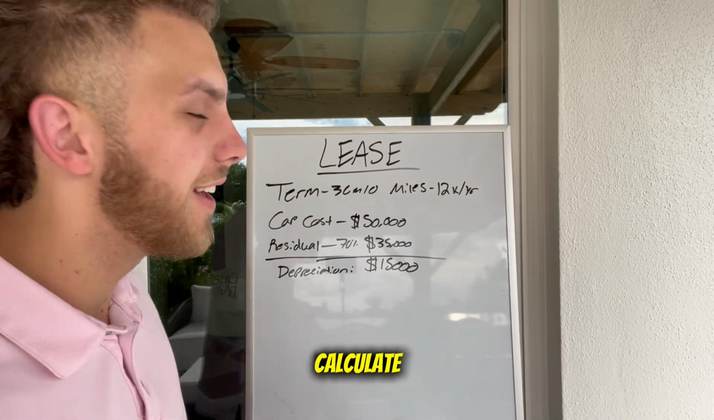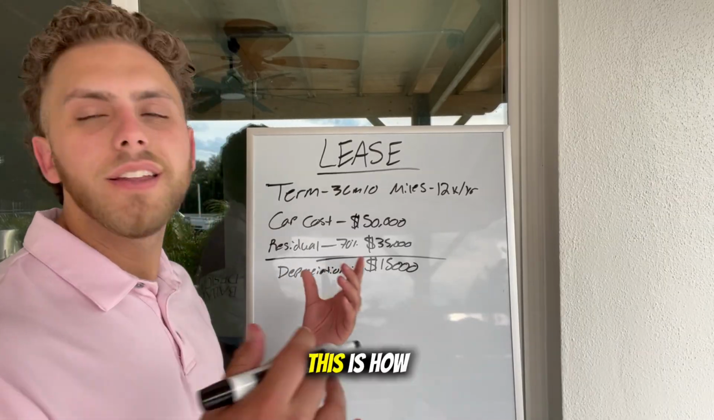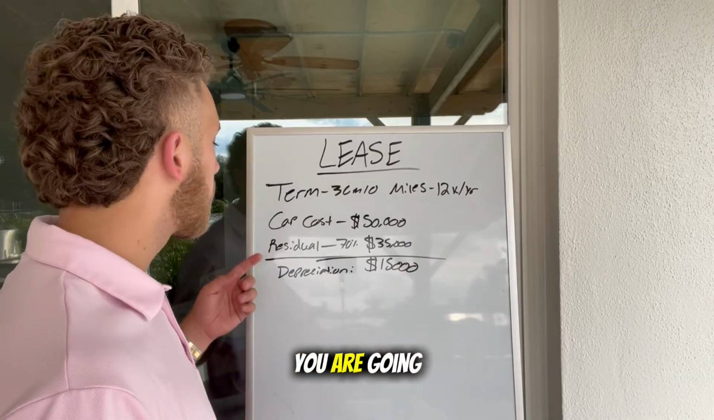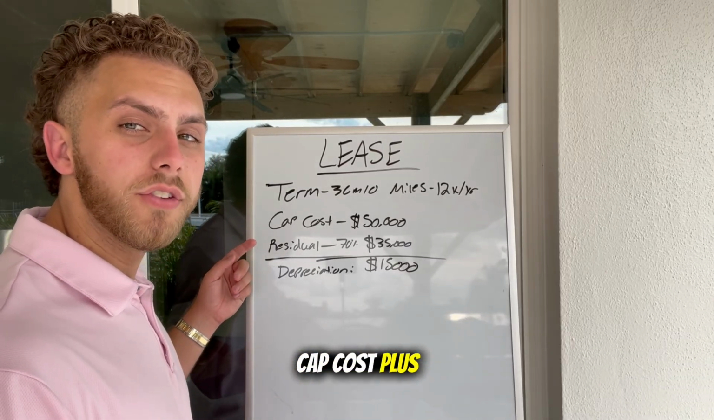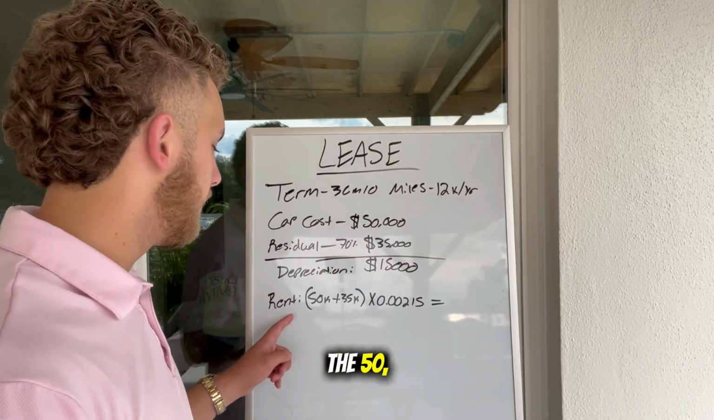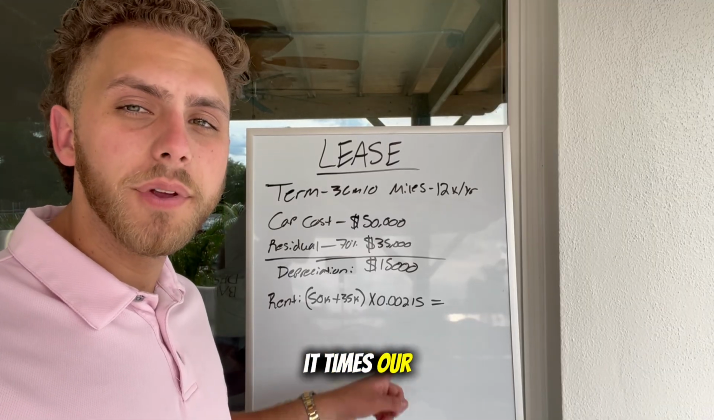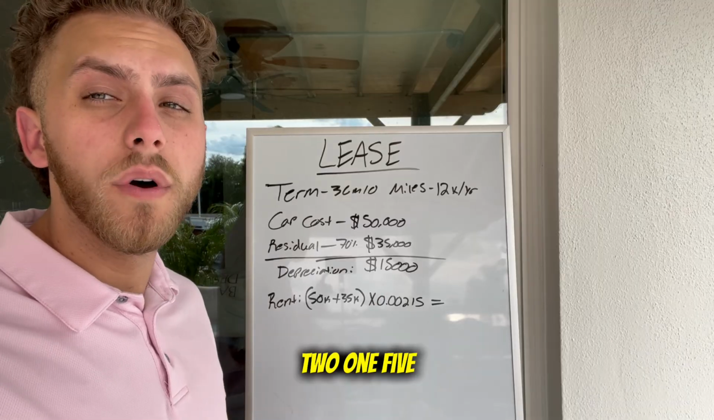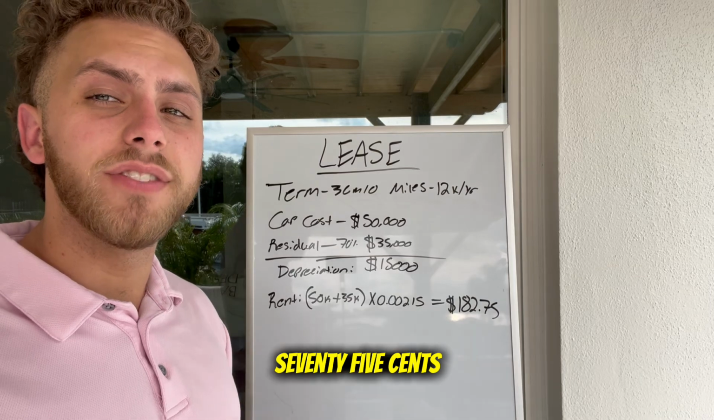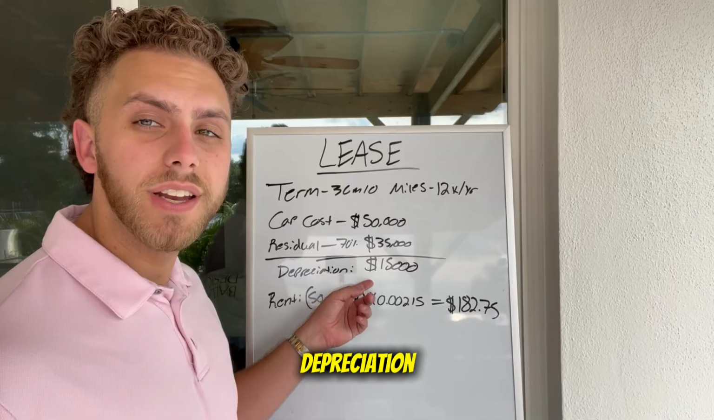The next thing we're going to calculate is something called our rent charge. This is where our money factor comes into play. This is how much we get charged to borrow the money. So how do you calculate that? You're going to take your cap cost plus your residual and multiply it times your money factor. So we take the 50,000 plus 35,000, which is 85,000, and we multiply it times our money factor, 0.00215. This will give us $182.75.